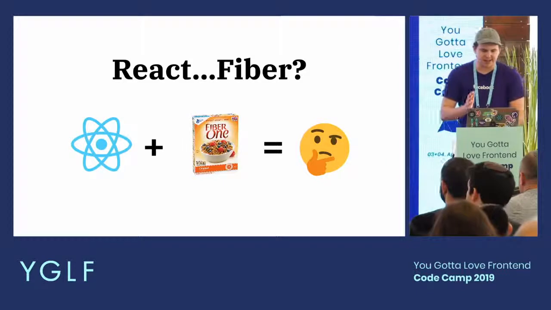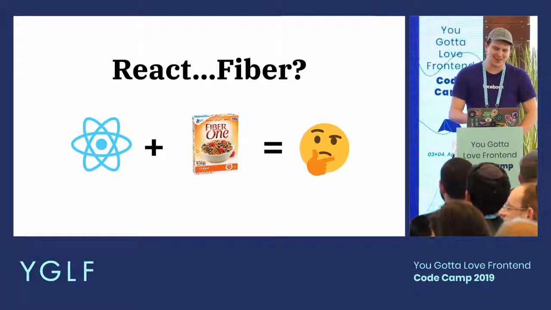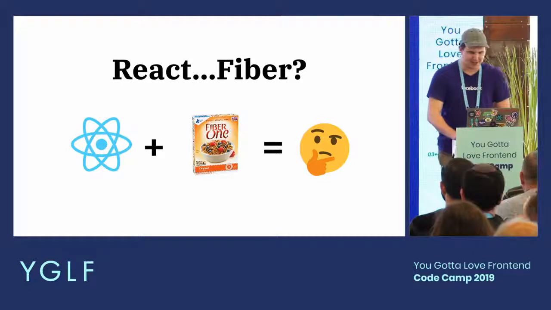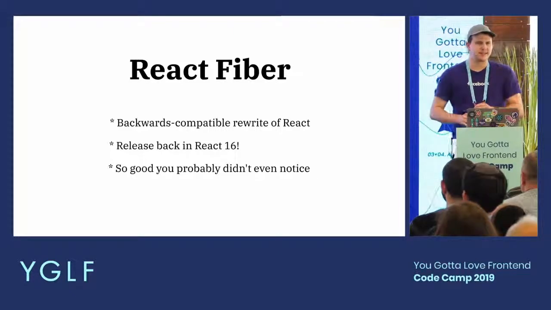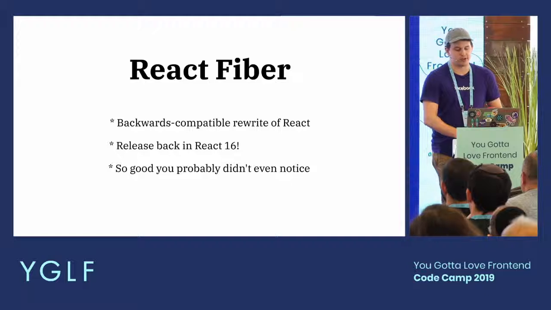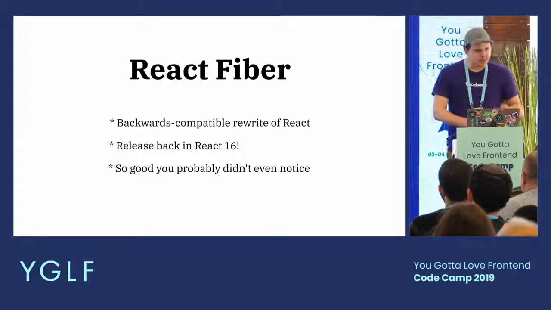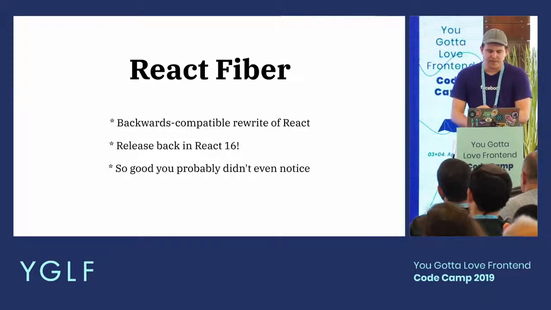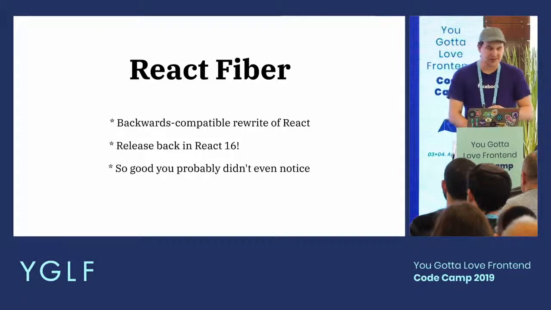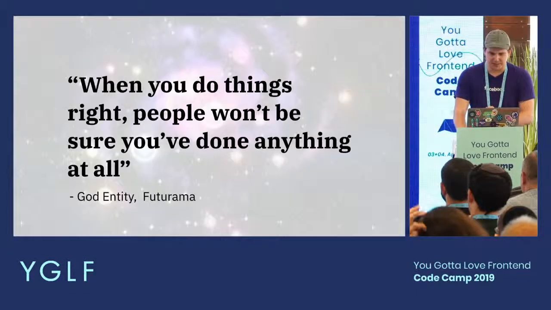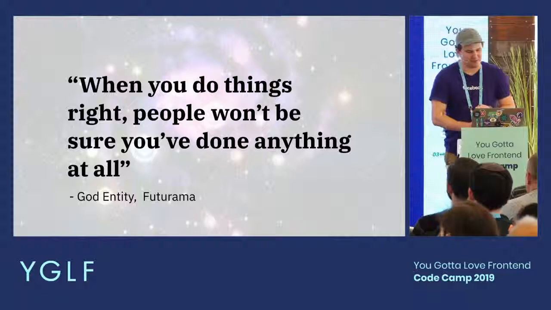All right, so all of this is related to this project called React Fiber. Who's heard of React Fiber? Yeah, okay, cool. So what exactly is React Fiber? It's a cool code name, but doesn't really give us a lot. React Fiber was a relatively recent effort made by the React team to rewrite React from the ground up while maintaining full backwards compatibility. It was released back in React 16, which was released quite a while ago now. If you're hopefully using that version, then you've been using it for a while now, and hopefully it's been so good that you didn't even really notice that React was rewritten. Which always reminds me of this quote: when you do things right, people won't be sure you've done anything at all. I think this is the goal for a project rewrite.